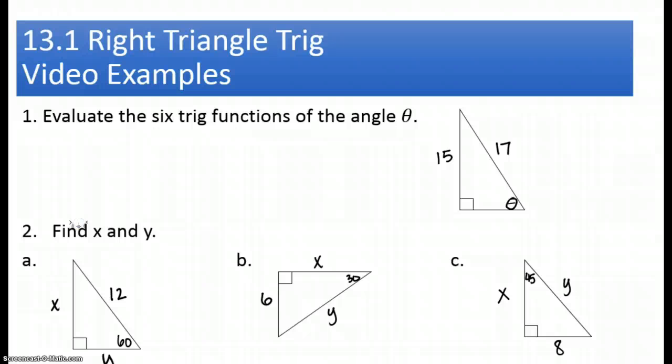Okay, so here I have some video examples for you to try. The first one is identifying all 6 trig functions, so sine, cosine, tangent, cosecant, secant, and cotangent, and then finding x and y of my special triangles. This is a y down here, kind of cut off.